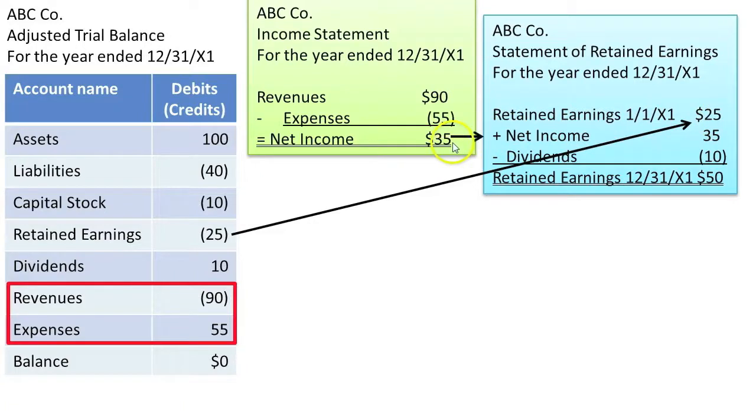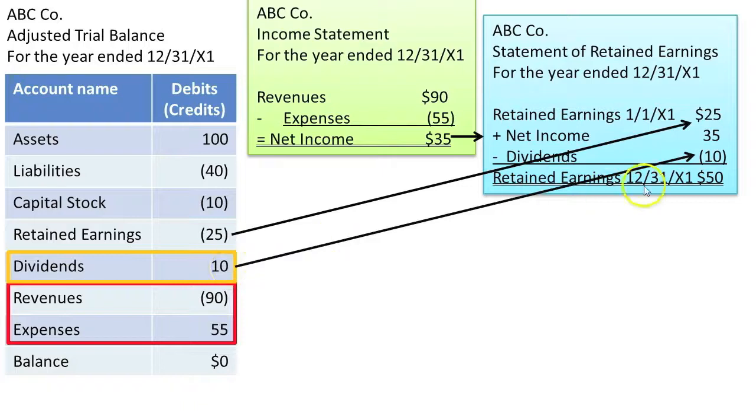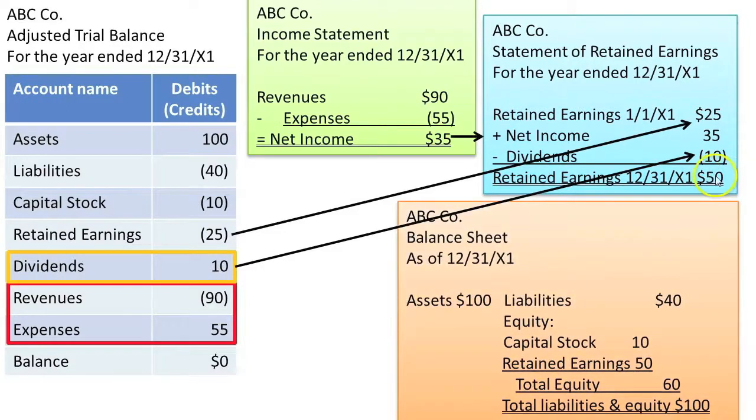Then the net income computed from the income statement goes on to the statement of retained earnings. And dividends are deducted from the statement of retained earnings. That gets us to the ending retained earnings balance. So after the closing process, this retained earnings amount needs to be a credit of $50. That credit of $50 appears on the balance sheet.